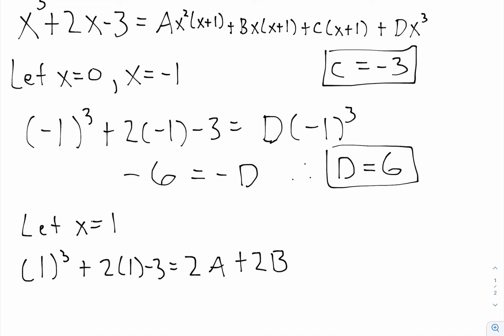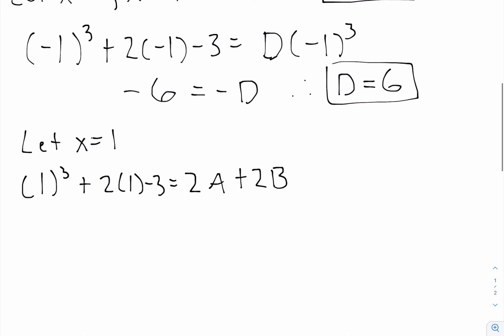Okay. So it's negative 6, and then what we're going to get now is, if d is 6 and x is 1, this will be 6 times 1 cubed. So we're going to be adding 6, right? This is just going to be 0. So it'll be negative 6 plus 6, right? That's 0.